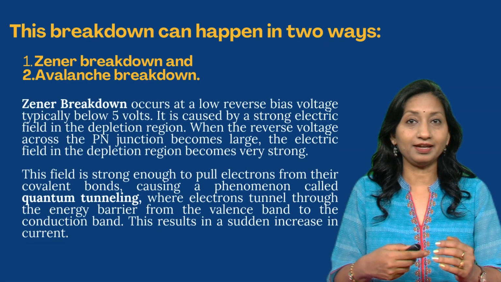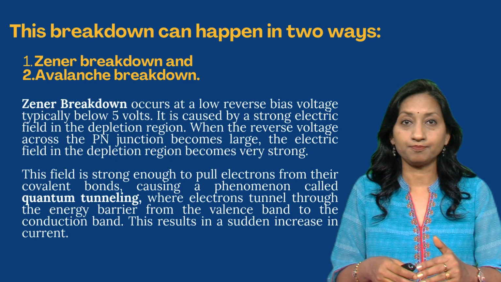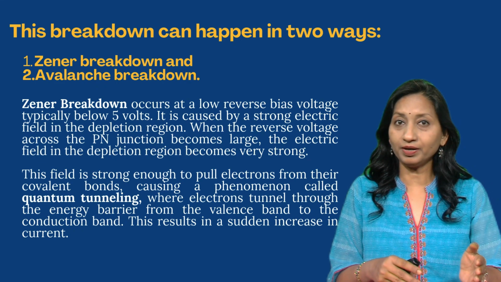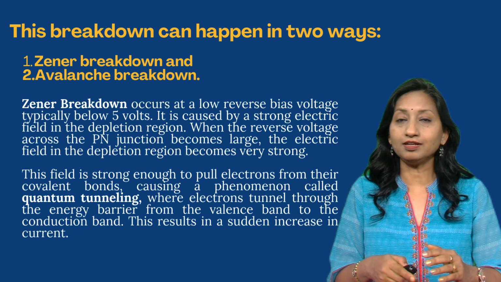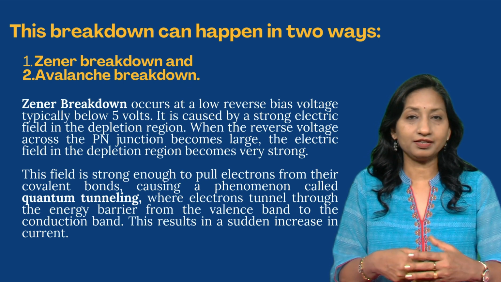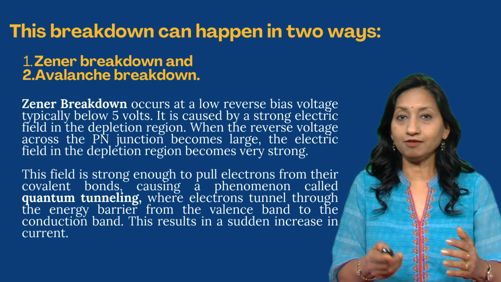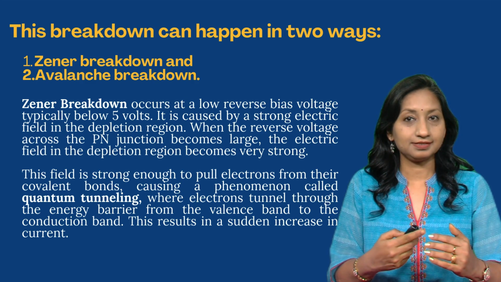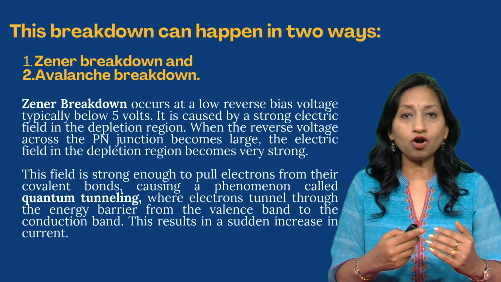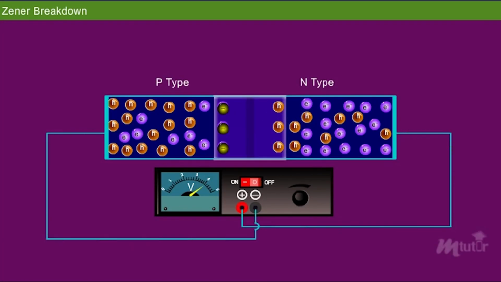This breakdown can happen in two ways. Number one is Zener breakdown and number two is avalanche breakdown. Zener breakdown occurs at a low reverse bias voltage, typically below 5 volts. It is caused by a strong electric field in the depletion region.